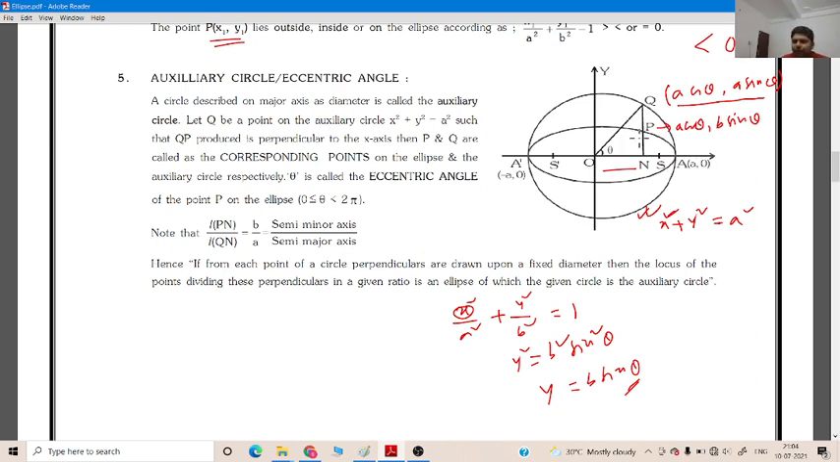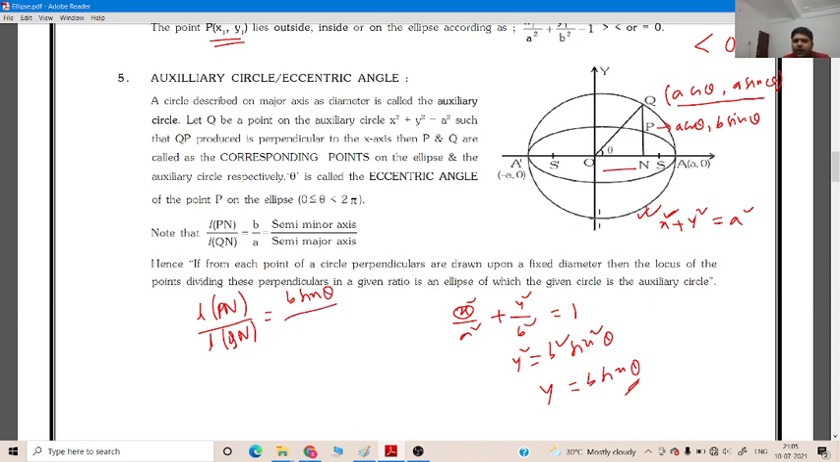In particular, the point P, a cos theta, b sin theta, is the parametric form of the given ellipse. And one important result is the length of PN by the length of QN. The length of PN is equal to b sin theta, according to the Cartesian parametric form.